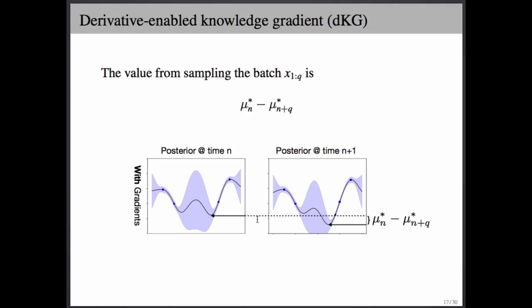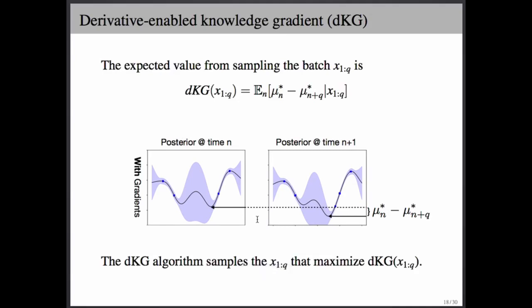Before we sample, we don't actually know what this value will be, but we know its distribution based on the posterior at time n. Our acquisition function is the expected value of this reduction in conditional expected loss. We call it the DKG factor. And our algorithm samples at the point that maximizes this acquisition function.